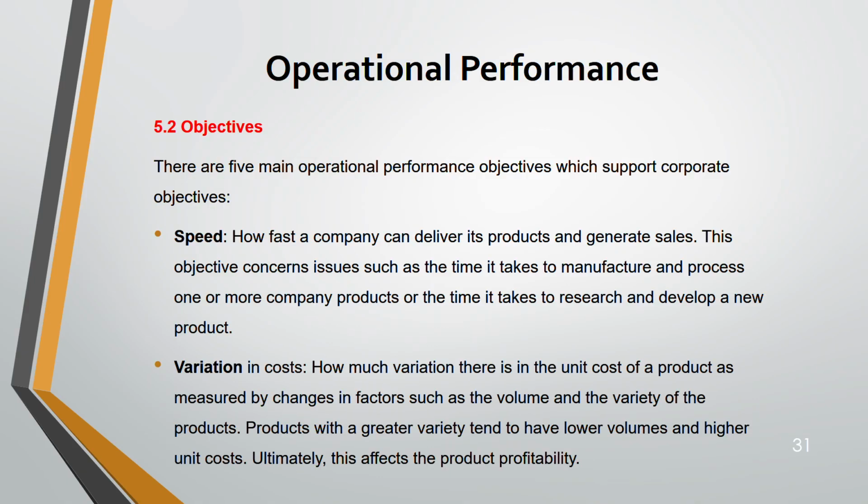Next, variation. How much variation is there in the unit cost of a product, which is measured by changes in factors such as the volume and the variety of products. Remember, products with a great variety will have a lower volume and a higher unit cost. So it affects product profitability also.